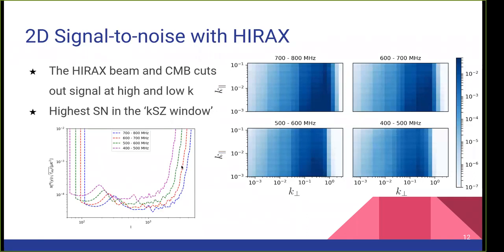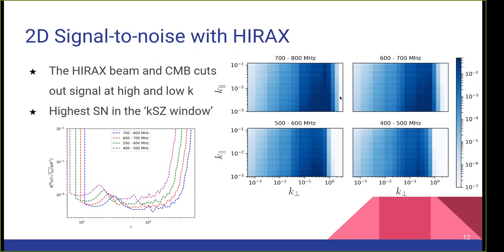Okay, so the signal to noise estimates with HIRAX, I showed the results for each of the 100 megahertz frequency bands. Just to remind you, HIRAX's frequency range is 400 to 800 megahertz. The HIRAX beam and CMB cut out signal at low K-perp, and the HIRAX noise cuts out signal at low and high K-perp. So you can see that the majority of the signal is contained within the KSZ window, which I showed at the beginning.